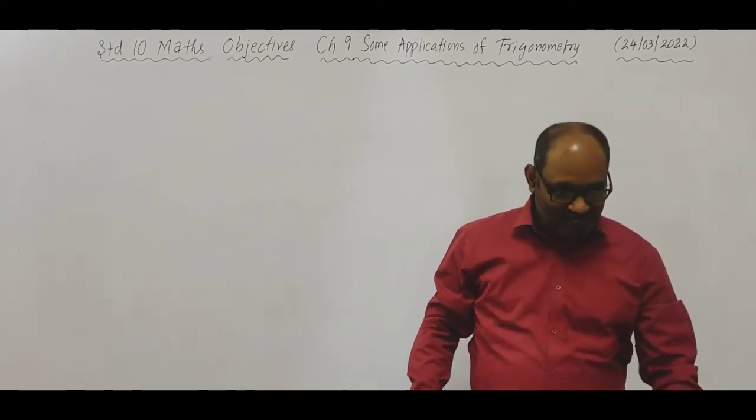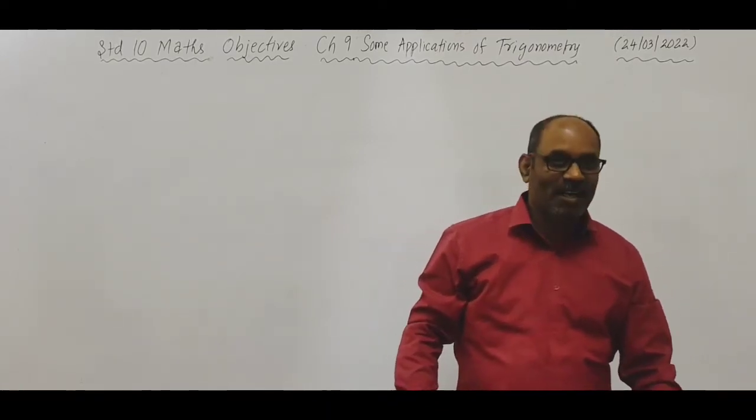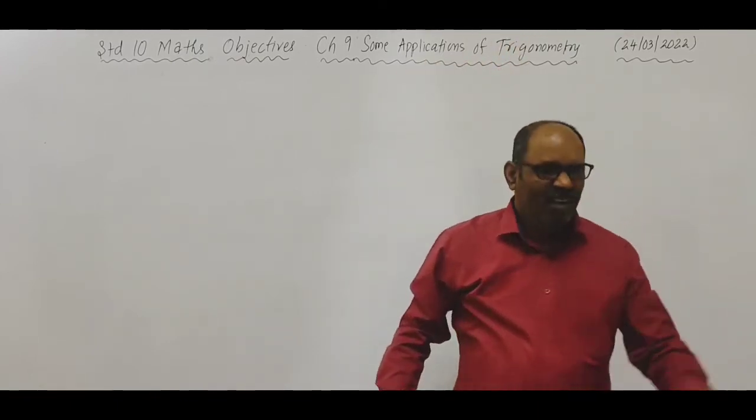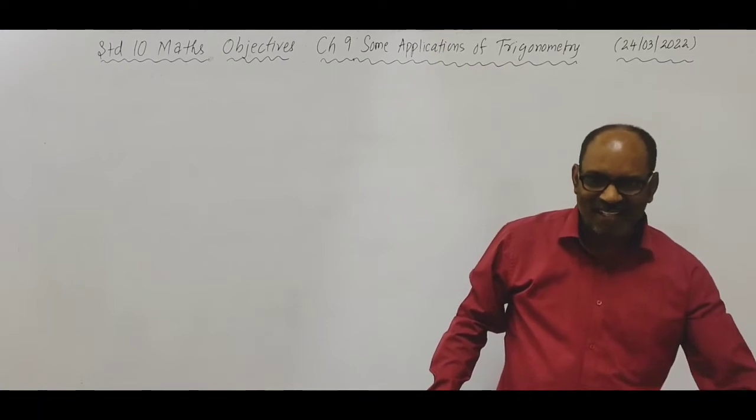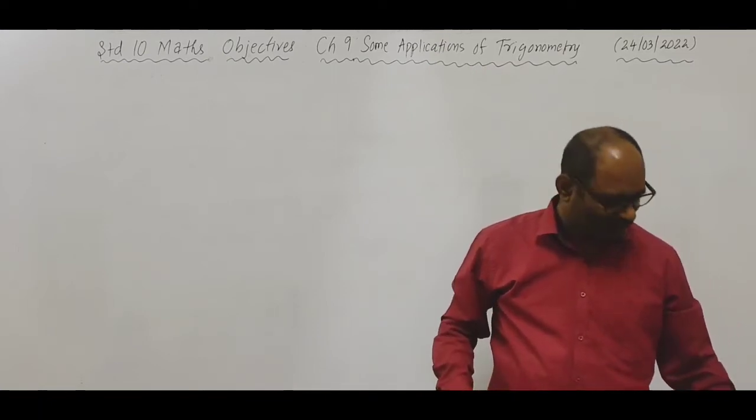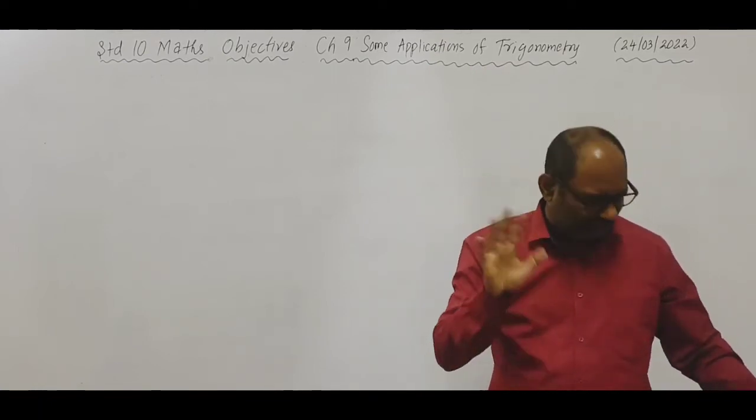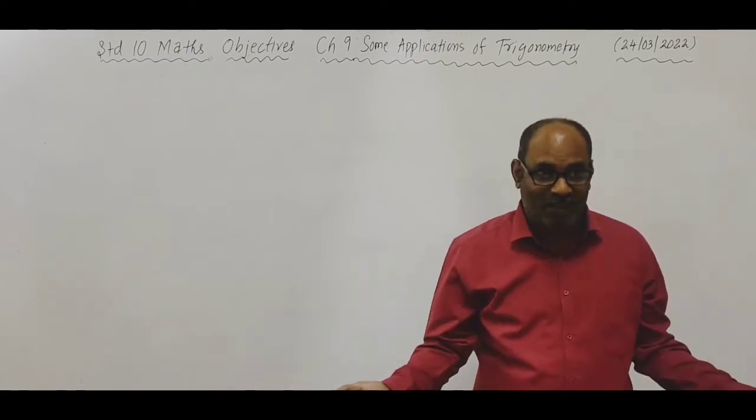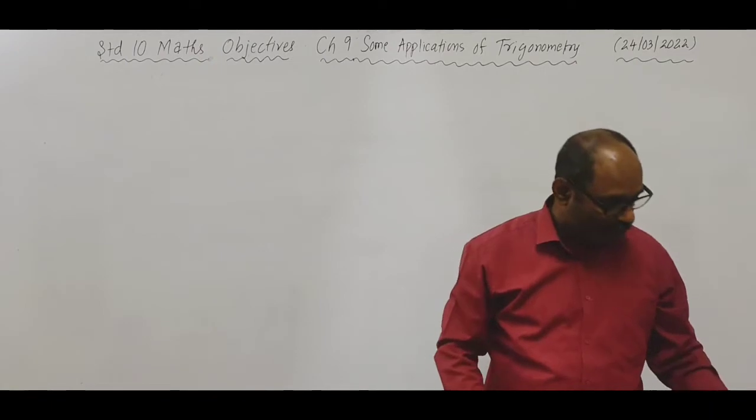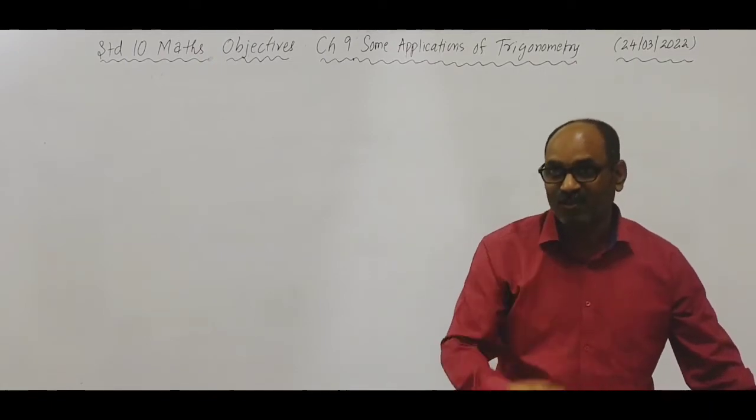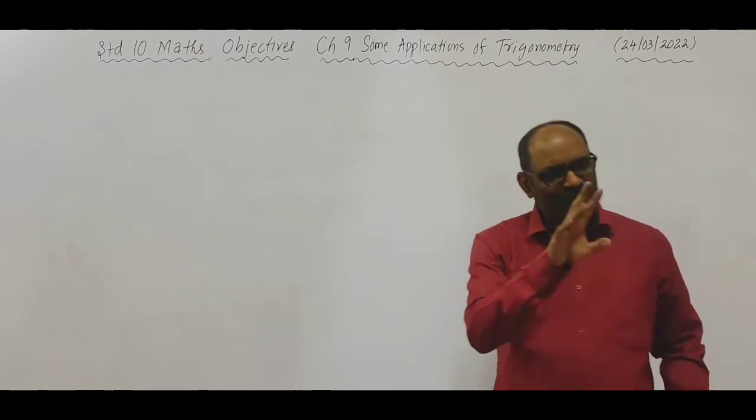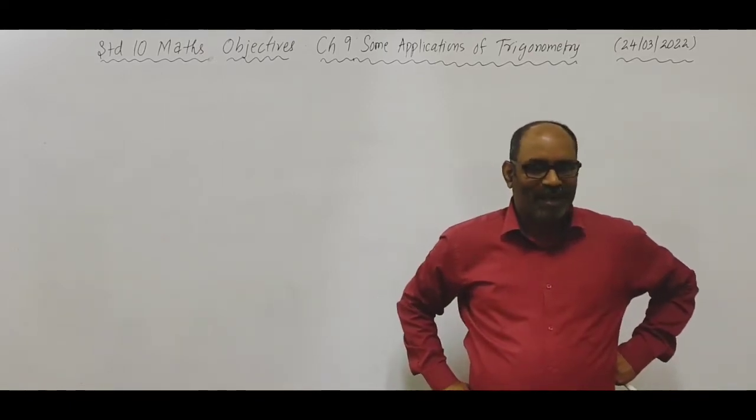Children, objectives of next chapter, chapter 9, some applications of trigonometry. They will rarely ask an objective question from this chapter. Even if there is one, it will be only one. Or we might not have any objective question from this chapter, but we have to be always prepared, even if there is one question in the paper. Only two things you should know very well.